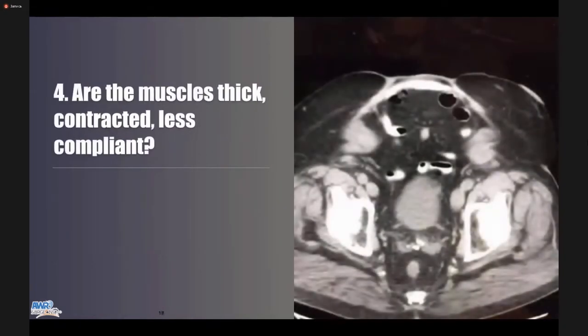And whatever muscles you see, are they normal or are they thickened, contracted, and likely to be less compliant? So this kind of tells you whether you need Botox in a given patient or not, or you would need to do extensive release to get your defects to close.